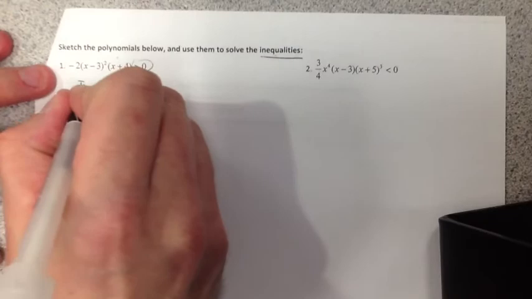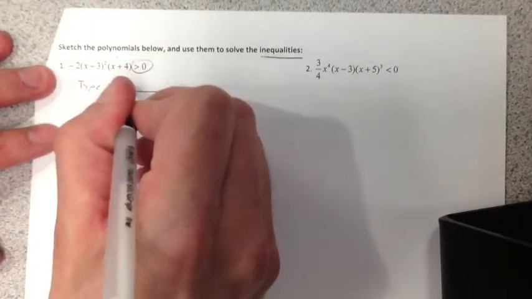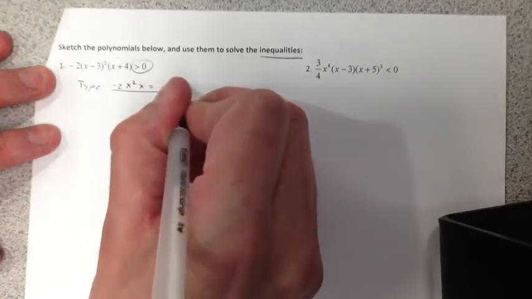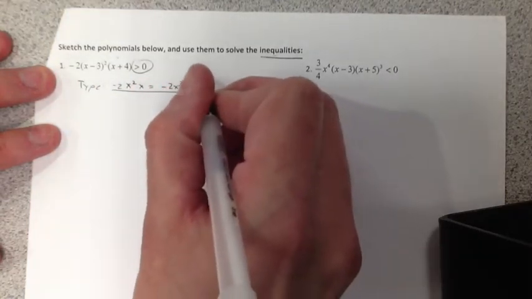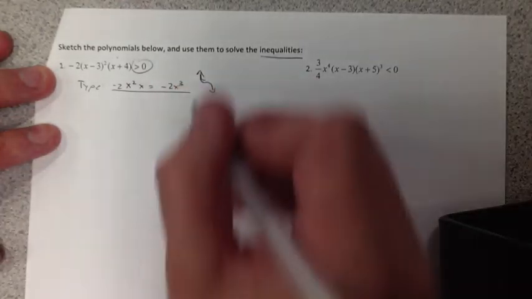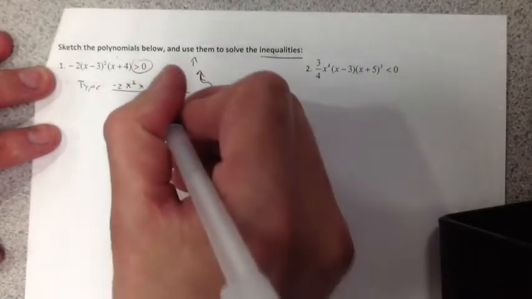So we need the type. -2, this is x squared, x, so we get -2x cubed. It's odd negative. So it's going to look like this. Starts up, ends down. Odd negative.